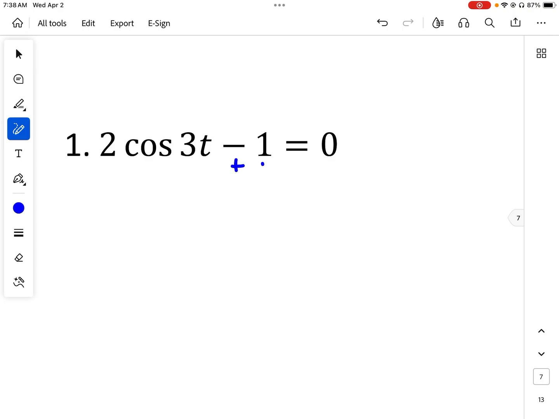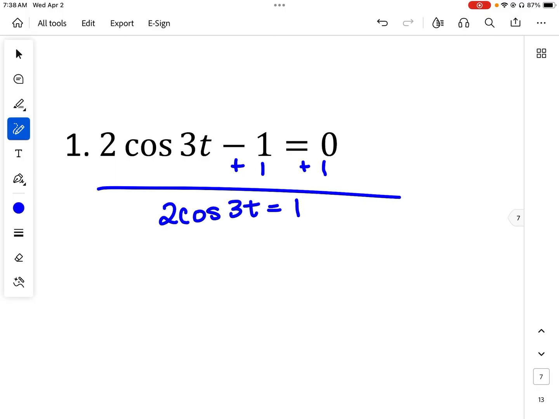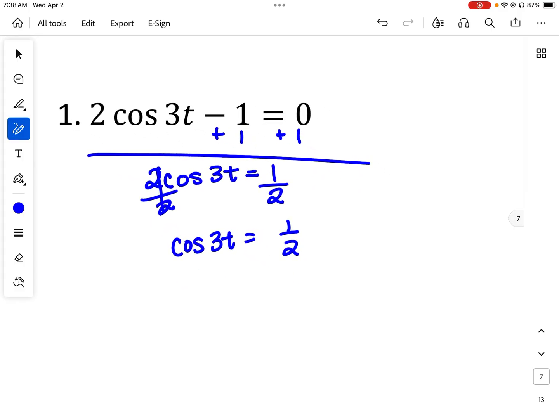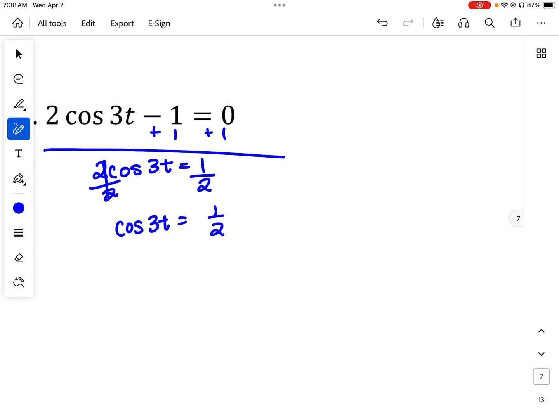2 cosine 3t minus 1. So we're going to solve it just like the others. So add 1. Then divide by 2. So cosine 3t equals 1/2. So we are going to look at where cosine on the unit circle is 1/2.